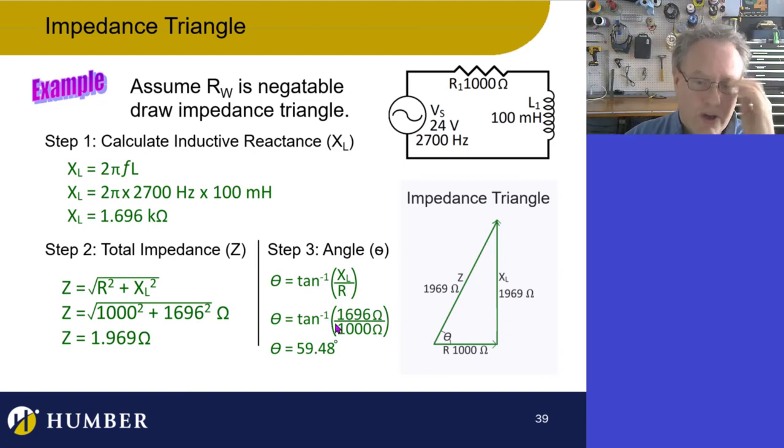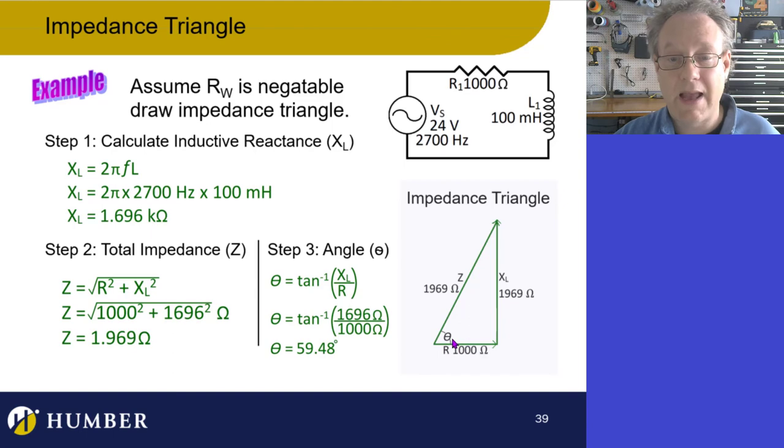There you go. Over here, I'm going to put these two values in and get my angle here. And you can see the angle is actually quite a bit larger. Okay, so it's a large angle, and that's what's going on. That's my impedance triangle. So now we know the math.